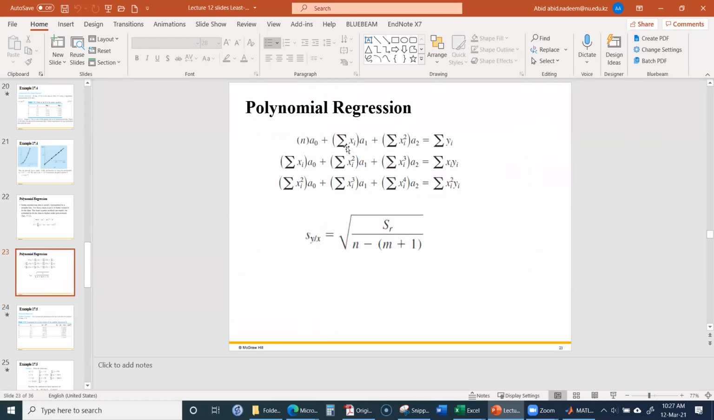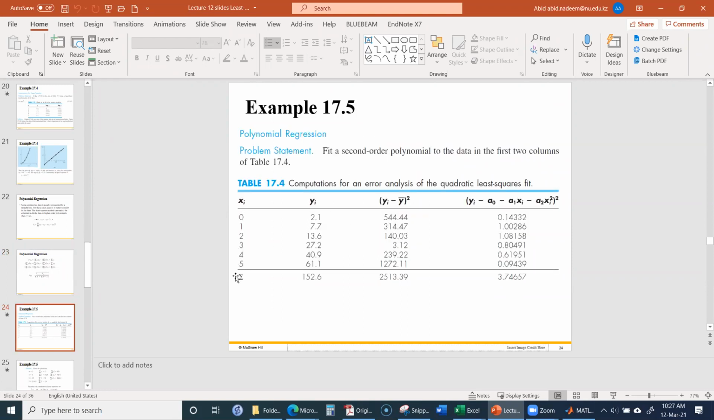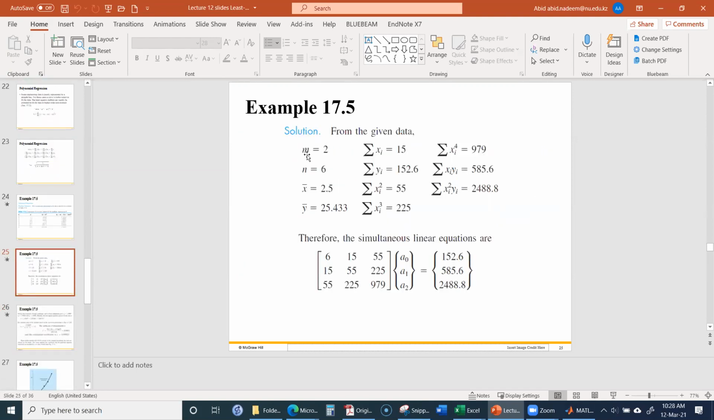Then we find the sum of the x values. So we have to add these x values, add the y values, take the square of x values and add them, take the cube of x values and add them, and raise the values of x to the power of 4 and add them. Then we multiply x and y values and add them, then multiply x square values and y and add them, and that's all. These are the things which we need. So m is equal to 2, the degree of the polynomial, and n is equal to 6, the number of data points given.